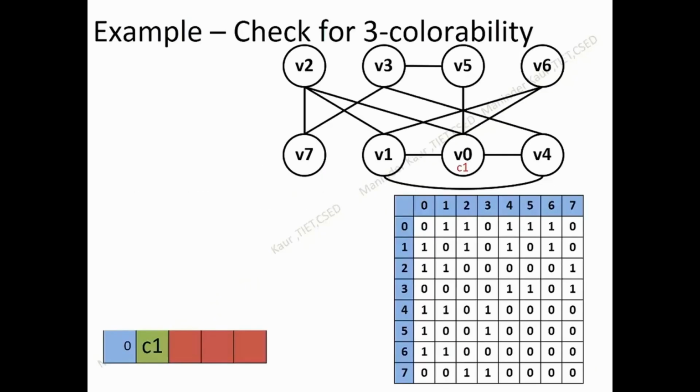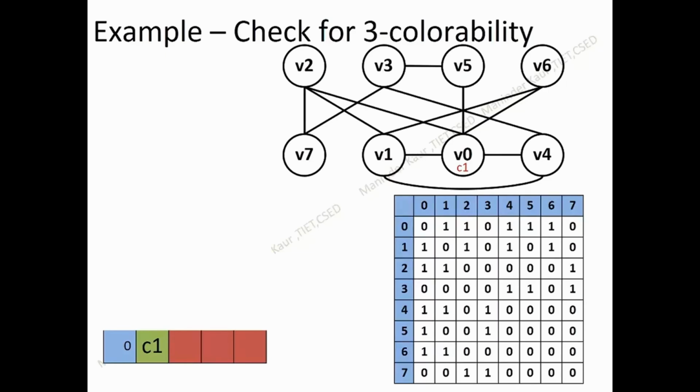Now, how do we apply backtracking to check for M colorability? Given this example, let us suppose seven vertices have been given for a graph. This is the adjacency matrix for it. The colors are named: the first color is C1, the second is C2, the third is C3. We start the algorithm by painting the very first vertex V0, then next we paint V1, V2, V3, V4, V5, V6 and V7 in the same sequence.